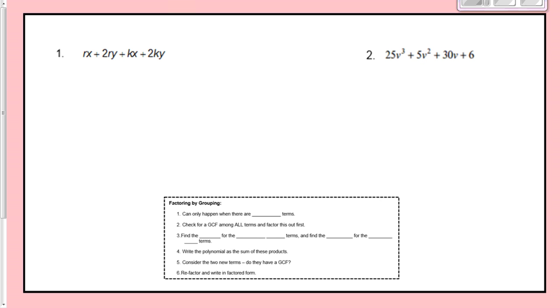Looking at number 1, do all 4 of those have one greatest common factor? The answer is no, right? They don't all have an R, they don't all have an X, all have a Y, all have a 2. There's nothing that all 4 have in common. So we're going to try grouping.